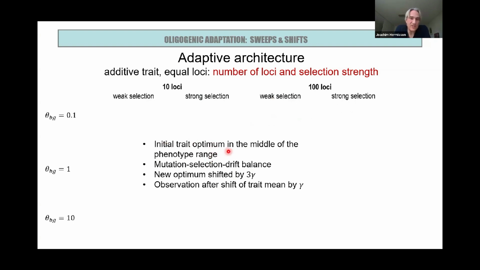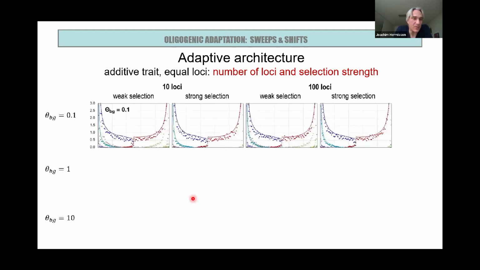Now we put the initial trait optimum in the middle of the phenotypic range. We start from mutation-selection-drift balance. We then shift the new optimum by 3 mutational steps, and we observe the shift of the trait mean after, and we observe the allele frequencies at all loci after a shift of the trait mean by a single mutational step. So let's do this step by step. All right, so let's first do it for a small background mutation rate.